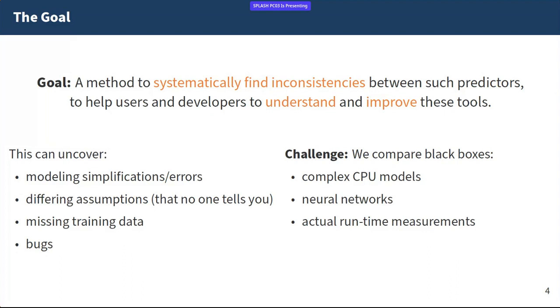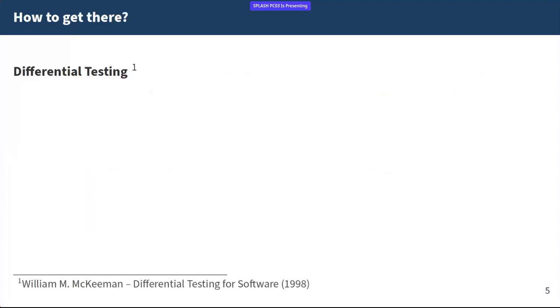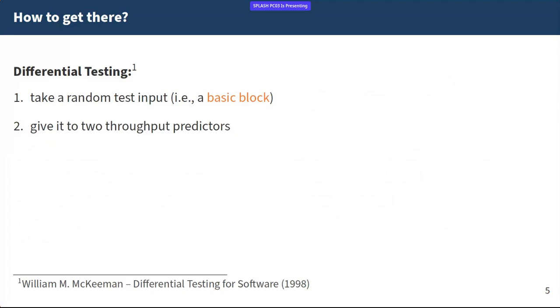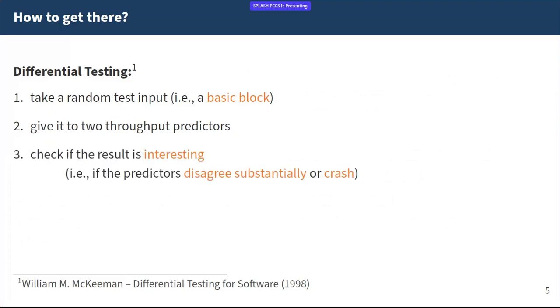So things that you might want to do with tools to understand what they're doing, like static analysis, just don't apply, because we need to treat them as black boxes. So what we do, therefore, is we apply, at least on a high level, the standard technique of differential testing. The idea is that we start by taking some random test input, in our case, a basic block. We give it to a pair of throughput predictors and see what the results are.